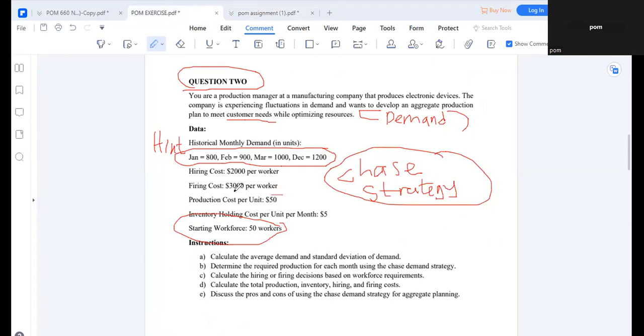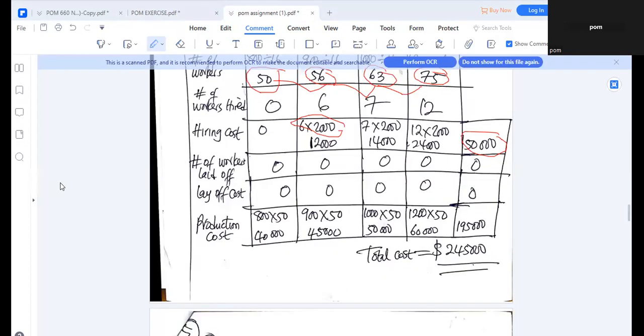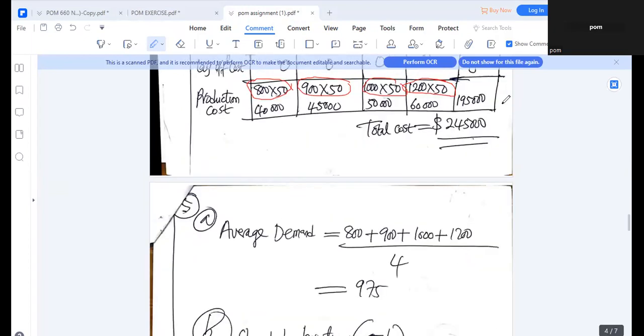The production cost per unit was $50. So this is why we are trying to factor in this one. So meaning that our regular production, we were multiplying by $50 according to the units that we're producing. And then, of course, what we are simply saying here, we have $195,000. And the total cost of this plan is $245,000.